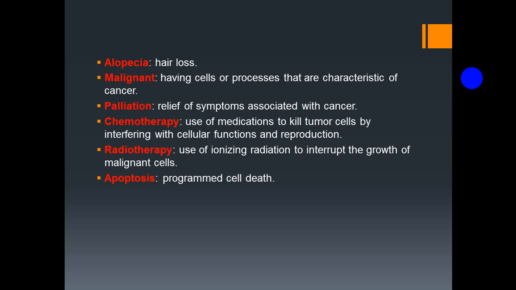Palliation is one of the treatment types for the cancer patient, which is relief of symptoms associated with cancer. Chemotherapy is the use of medications to kill tumor cells by interfering with cellular functions and reproduction. Radiotherapy is the use of ionizing radiation to interrupt the growth of malignant cells. Apoptosis is programmed cell death.